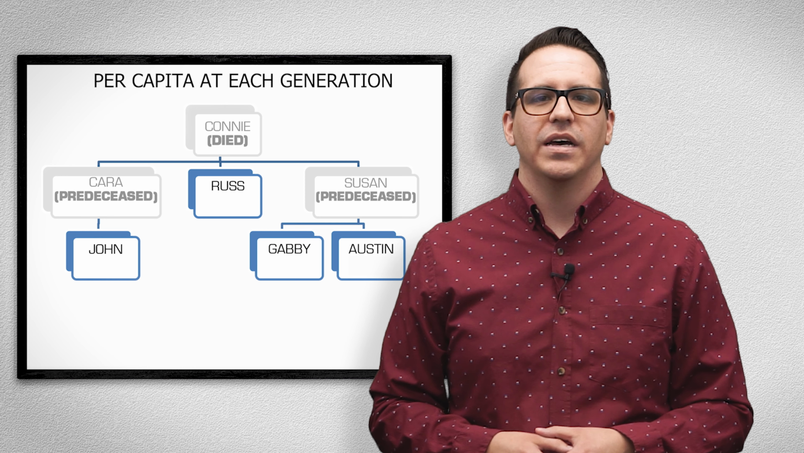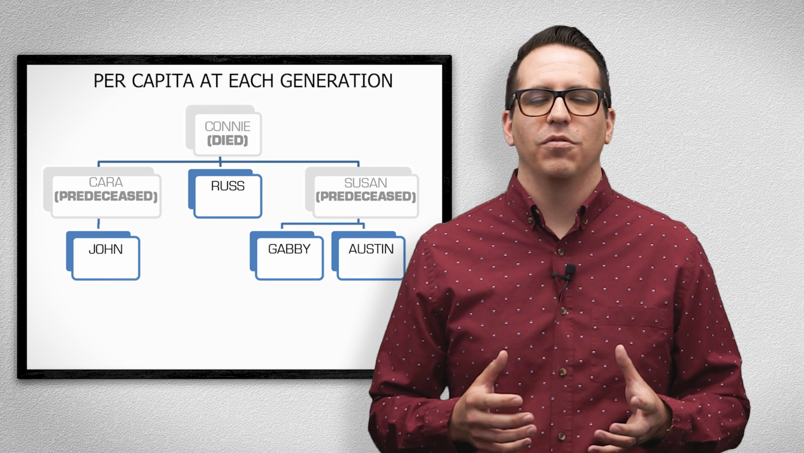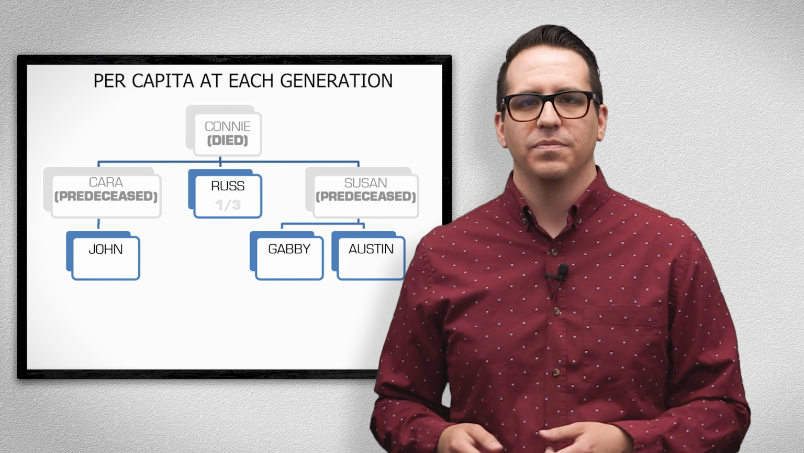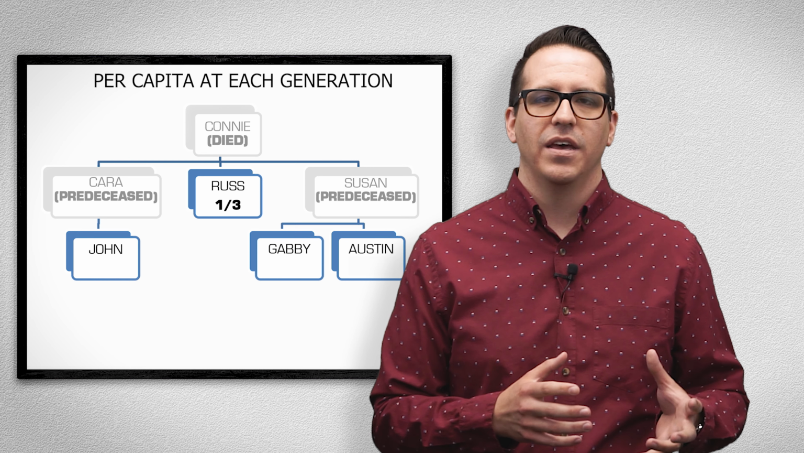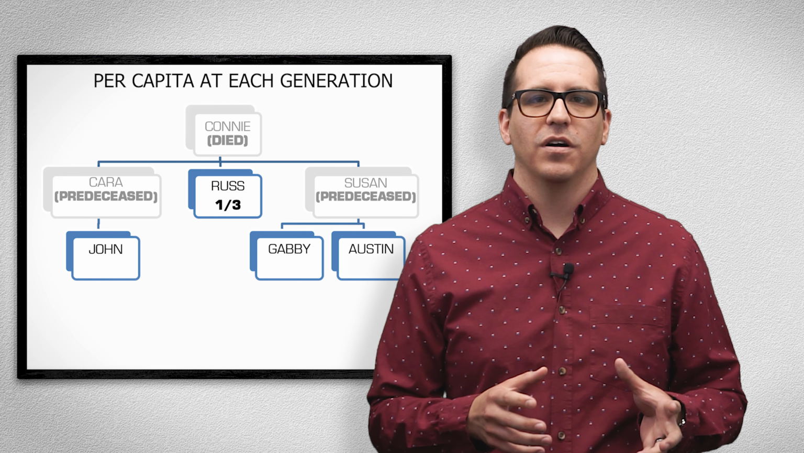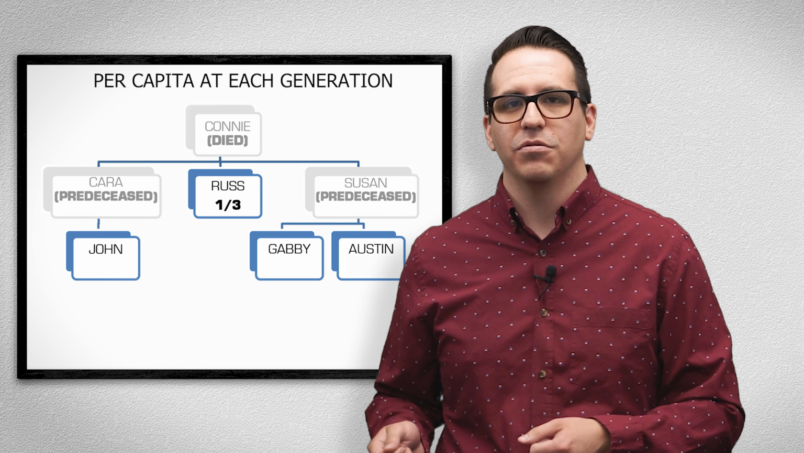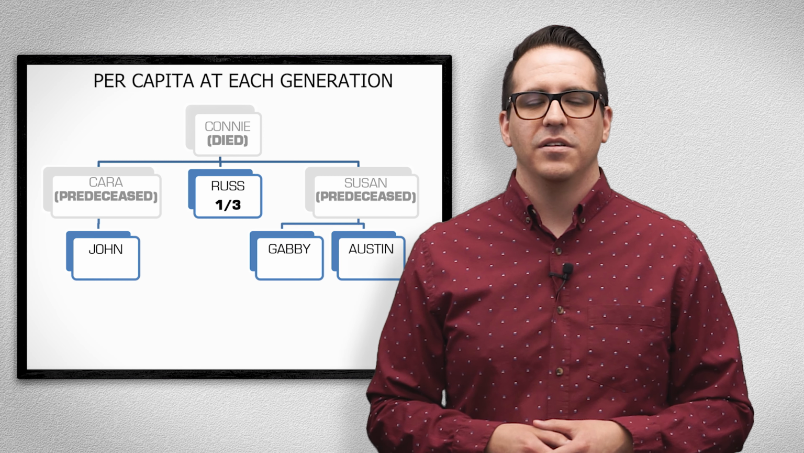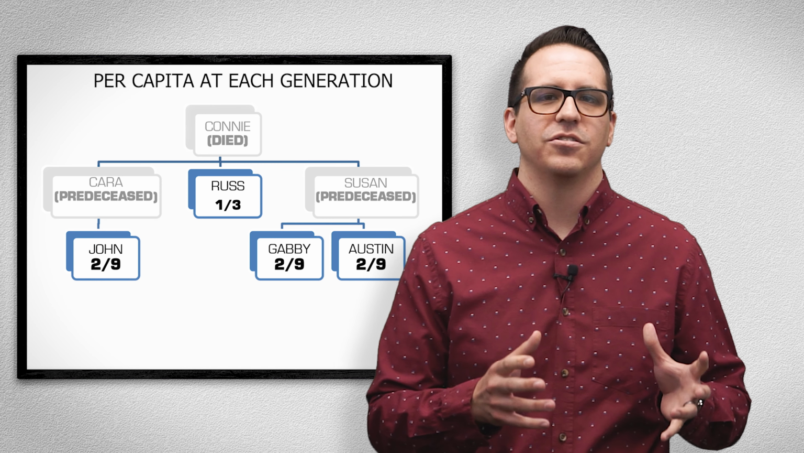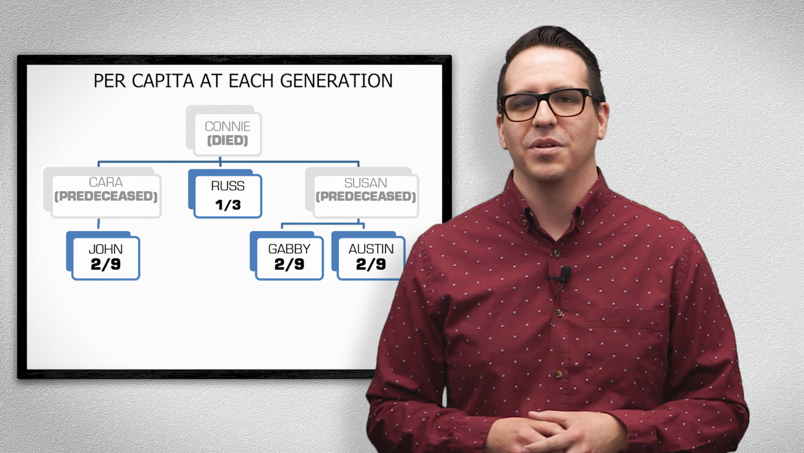However, under per capita at each generation, the equal sharing based on the number of beneficiaries only occurs at each generational level. Connie's children would each share 1/3, but since Russ is alive at Connie's passing, Russ still receives his 1/3. The remaining 2/3 that would have gone to Cara and Susan are now to be shared per capita among their children equally, Connie's grandchildren. This means that 2/3 share is split equally between Gabby, Austin, and John at 2/9 shares each. I hope your executor and successor trustee enjoys fractions if you use one of these distribution plans.